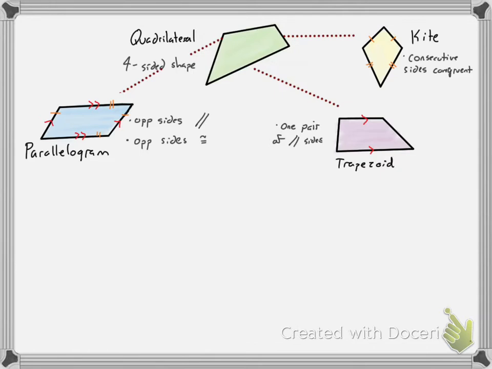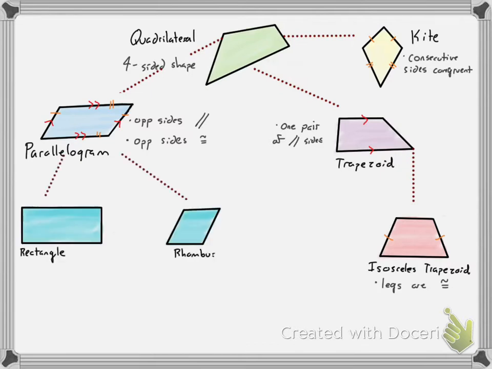Kite is just kind of in its own tree over there. There's nothing else that branches off from that. More specifically than a trapezoid, we could have an isosceles trapezoid. And that's a trapezoid where our legs, or we have one pair of congruent sides. Then a parallelogram can branch off into two things. So we have a rectangle and a rhombus.